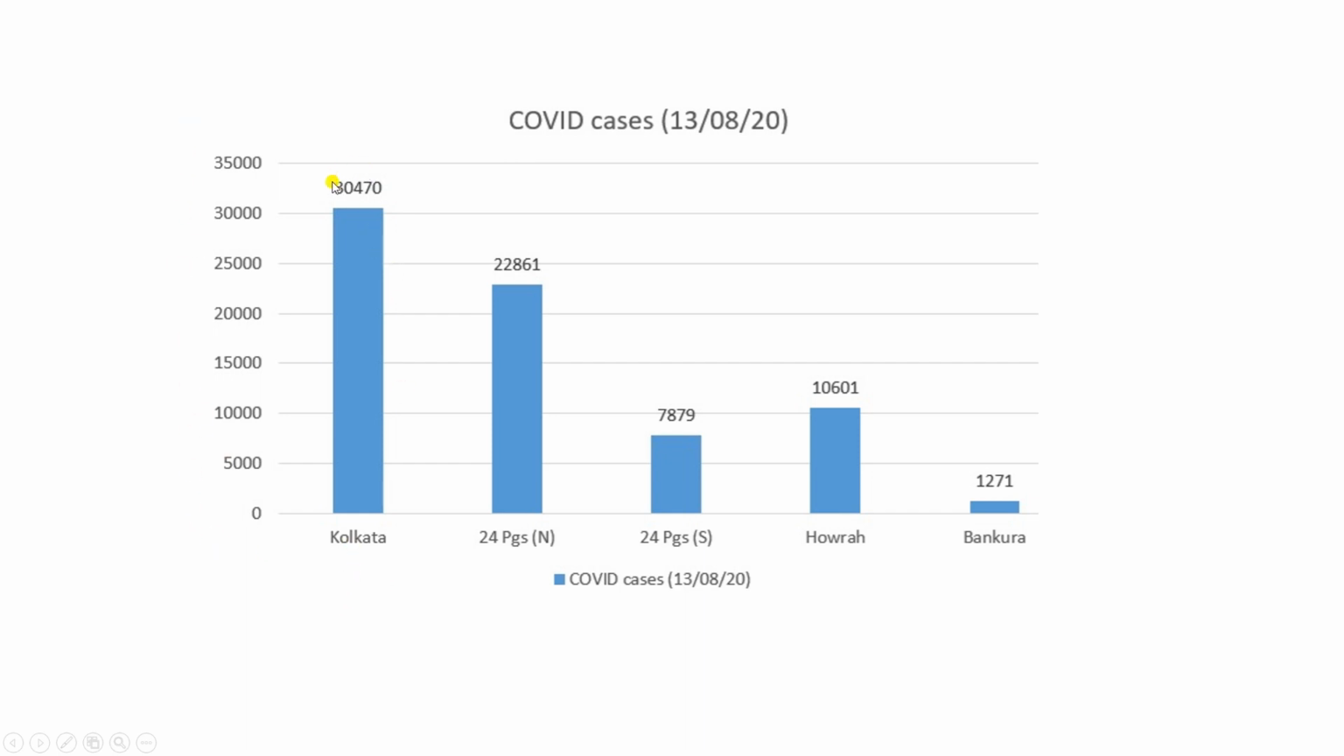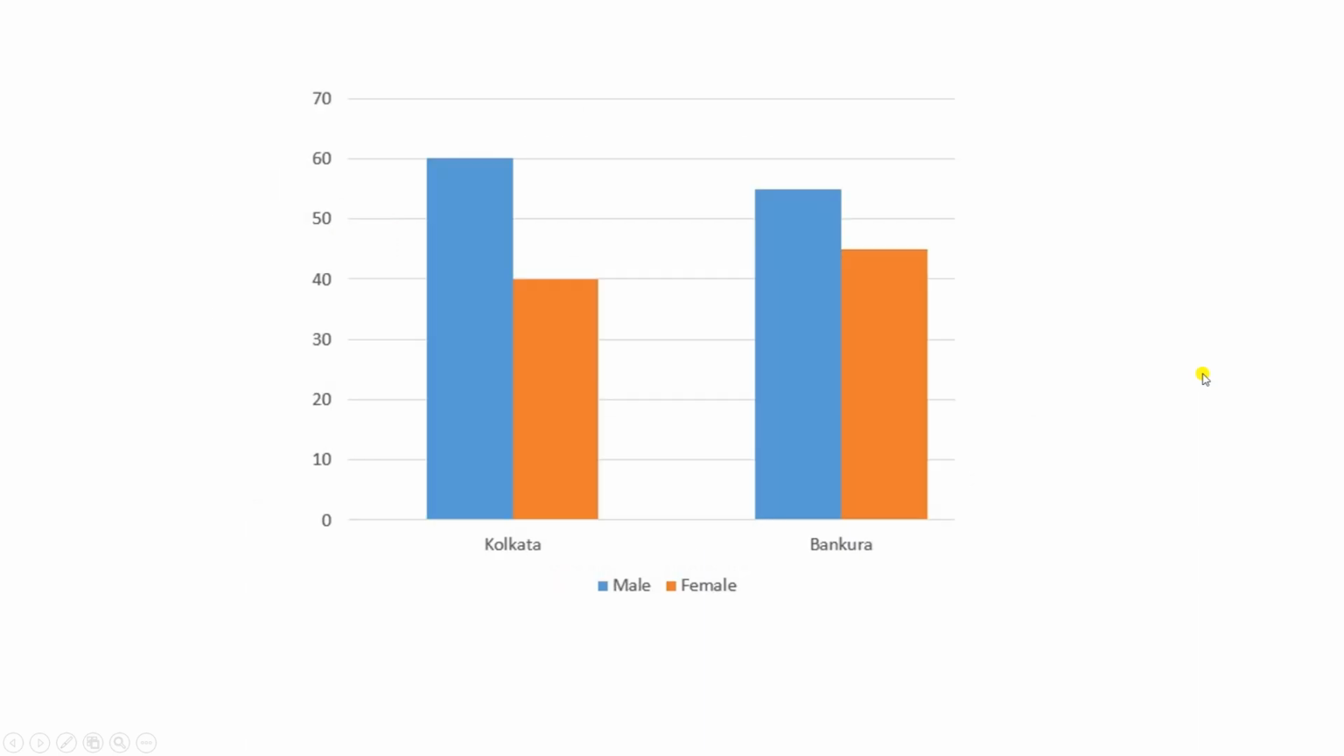So Kolkata having the highest number of COVID cases so far, followed by North 24 Parganas, followed by Howrah, then South 24 Parganas. There are many districts in between, Bankura and the rest. Bankura I have been showing, that is 1271 cases. So the height actually denotes the frequency. The longer the bar, the more frequency is present in that particular portion. Okay, so this is a simple bar diagram.